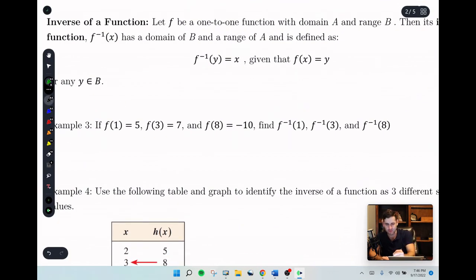I think there's a typo in here I need to fix real quick. This 3 should be a 7. This 8 should be a negative 10. Fix that on the next go around on the PDF.